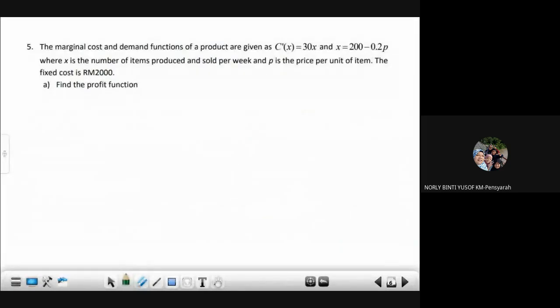The marginal cost and the demand function of product are given. So, you dah diberi marginal cost. This is marginal cost. Memang ada nampak pun C prime. And demand function. Cuma demand function you dalam X. Nanti you kena adjust lah P tu as topic. Because demand function is price function lah, PX. Okay, where X is the number of items produced and sold per week and P is the price per unit of item. The fixed cost is 2,000. So given already the fixed cost is 2,000. Nanti you akan gunalah bila you integrate your marginal cost.